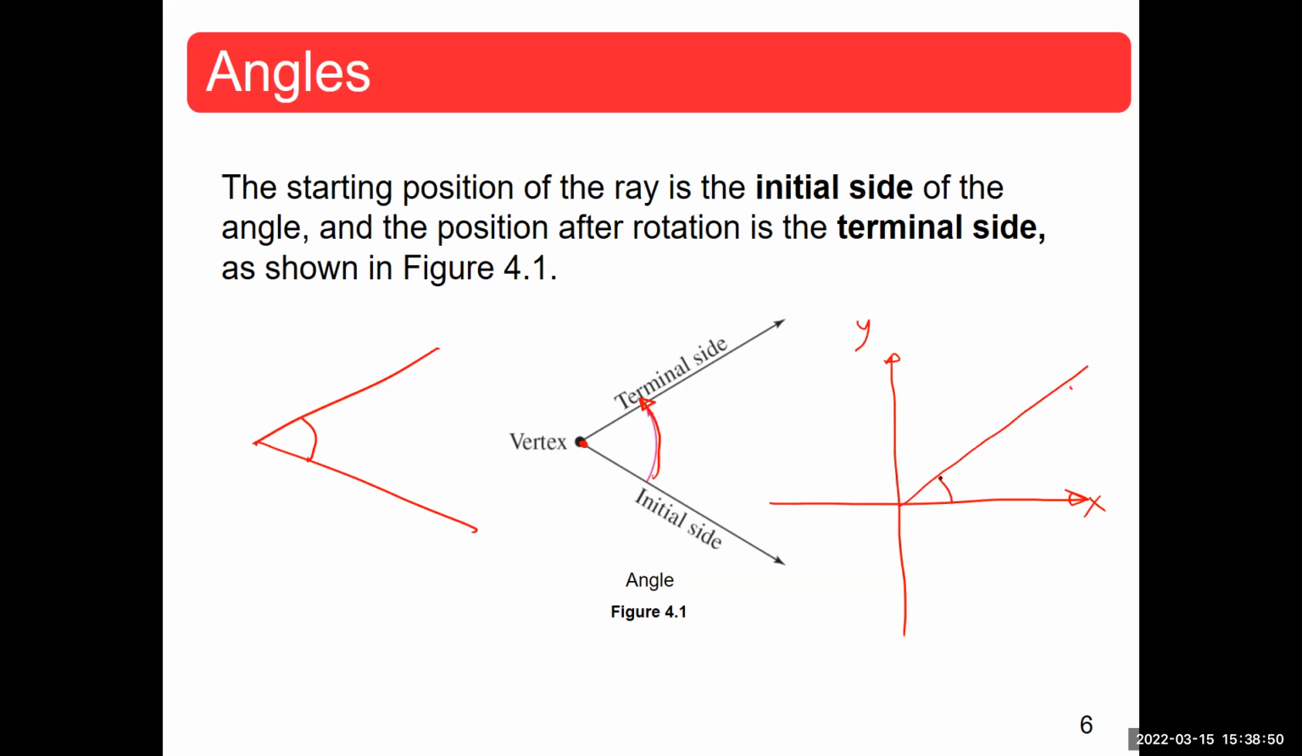So this is an angle. We always start from X and go counterclockwise, okay? Always go that way, counterclockwise. That's positive. Always from X. So this, let's call it theta. This is an angle.